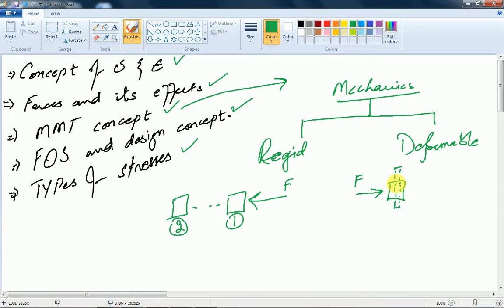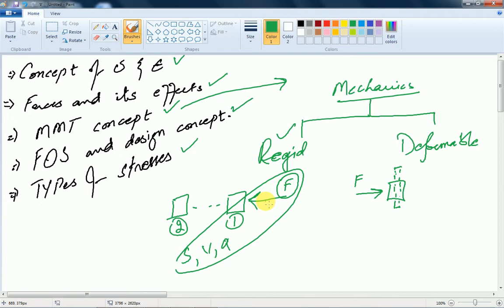So in mechanics of rigid bodies, we study forces and its effects: displacement, velocity, and acceleration. Further, we have divided rigid body mechanics into two branches, statics and dynamics. You are going through that subject, I guess, in engineering dynamics.